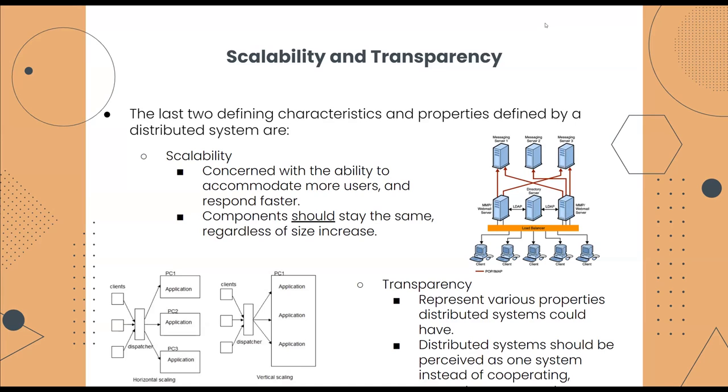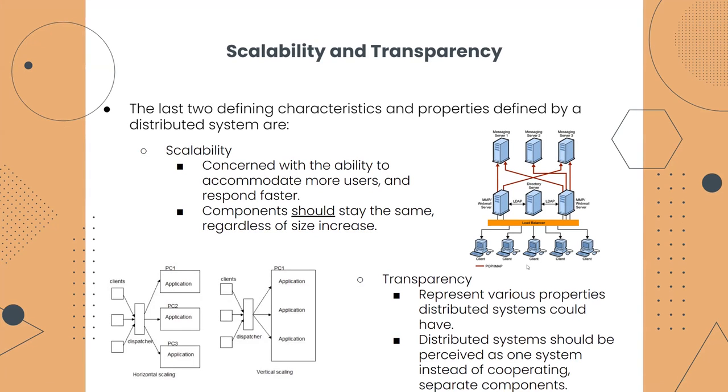And then there is transparency, which is described on the bottom left a little bit. It represents various properties distributed systems could have. It basically preaches that distributed systems should be perceived as one whole system instead of separate but cooperating components.